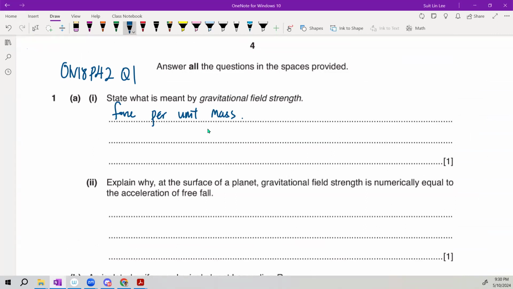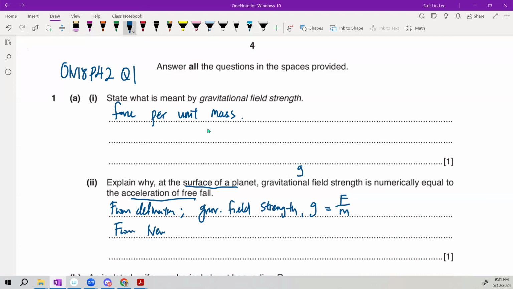So the second part, explain why at the surface, gravitational field strength is equal to acceleration of free fall. Well, from the definition, gravitational field strength. I don't know, this is a very strange question because I don't really know what they're asking. G is force per unit mass.